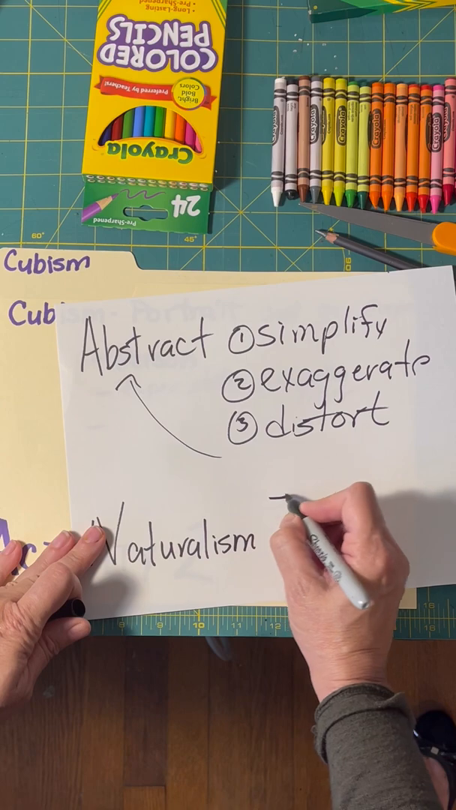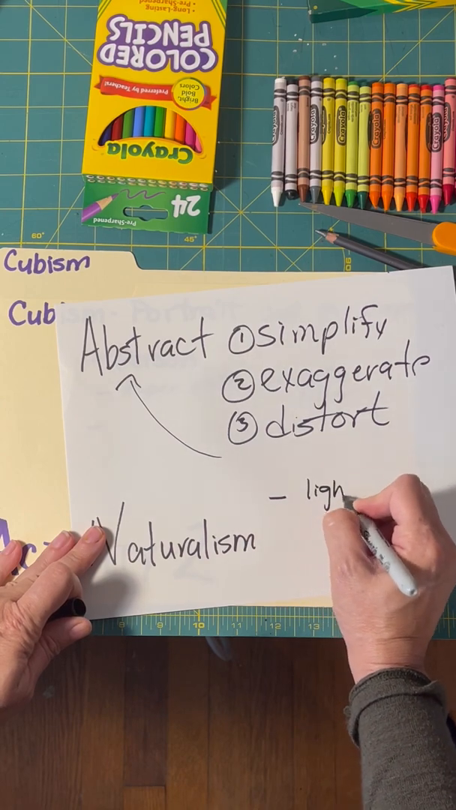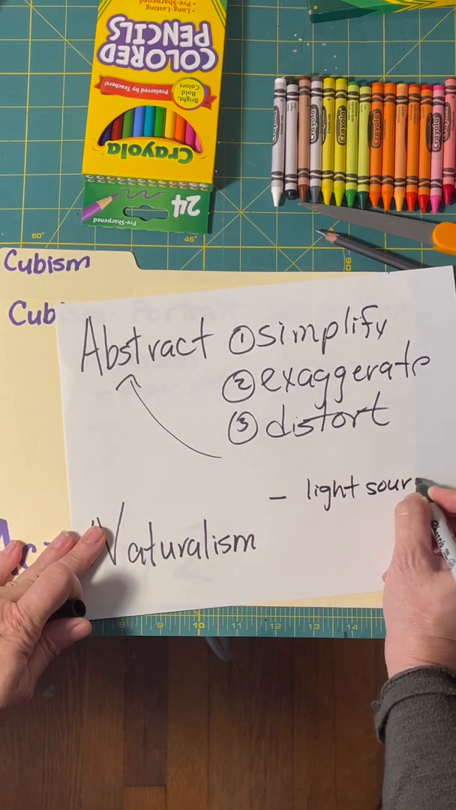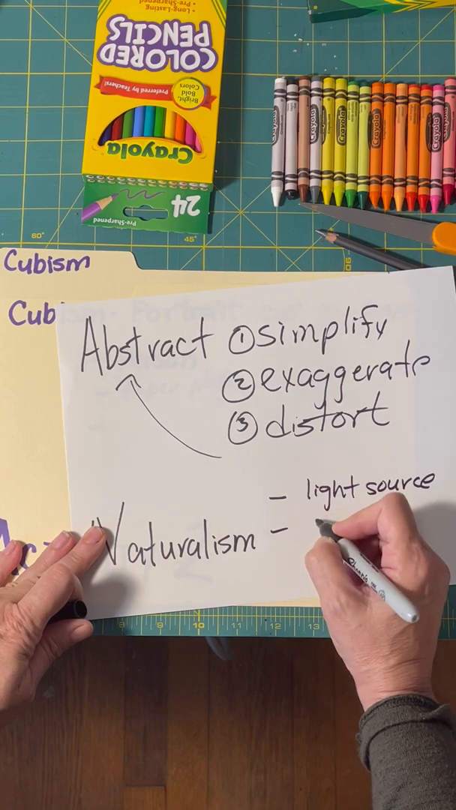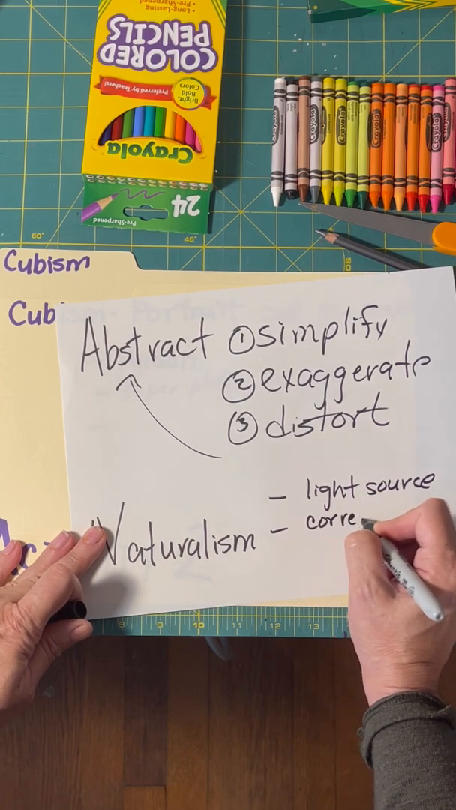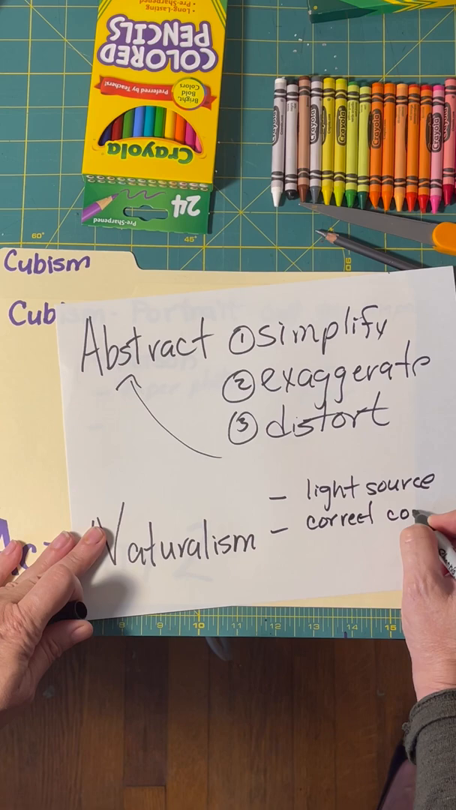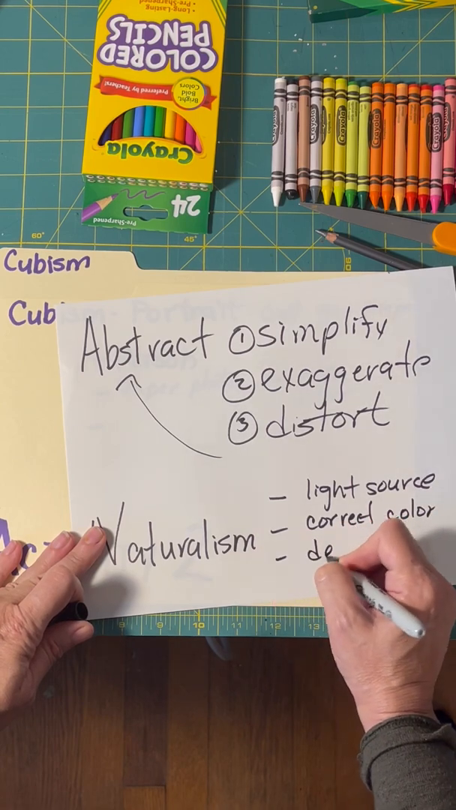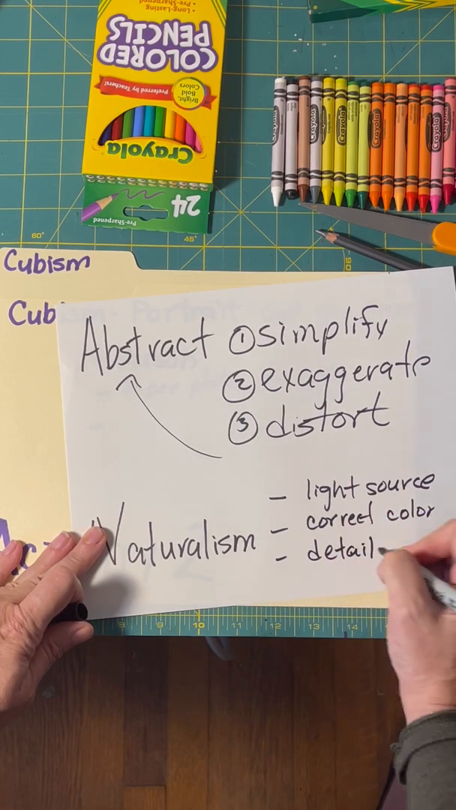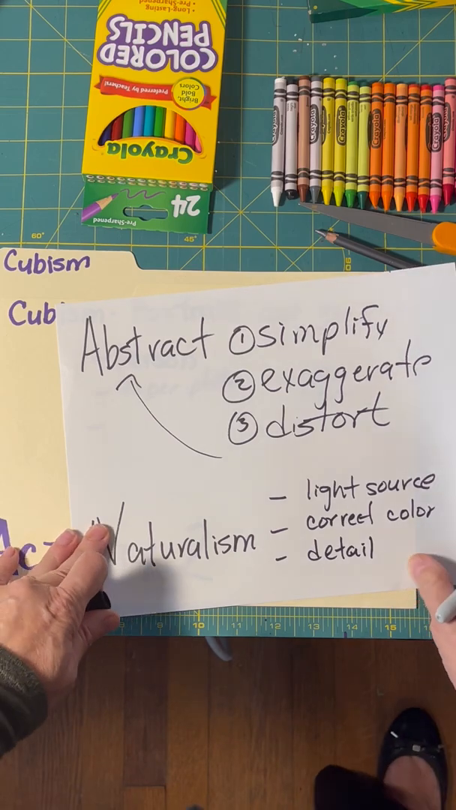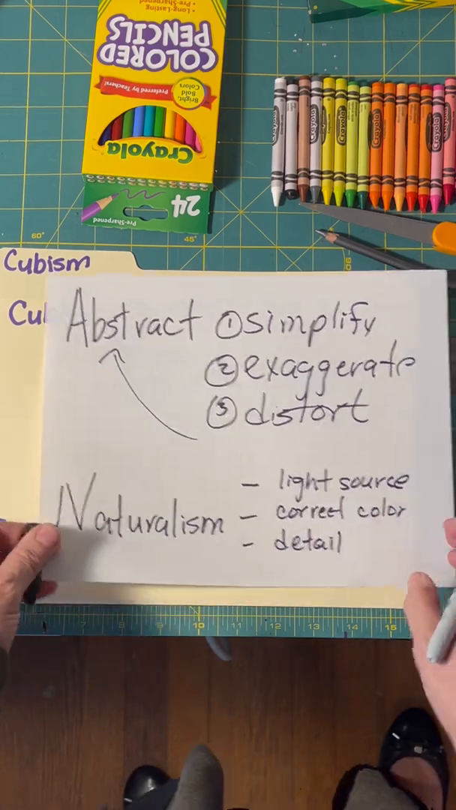what we're looking at is light source. You know, it's going to have values. It's going to have a correct color to life. Okay. And the 3rd is going to have a lot of detail, such as wrinkles and folds and different values and so on and so forth.